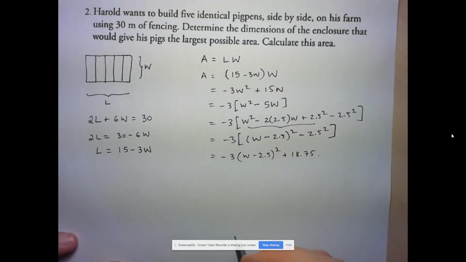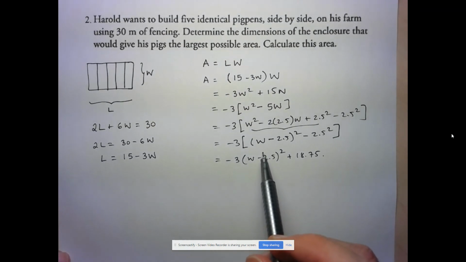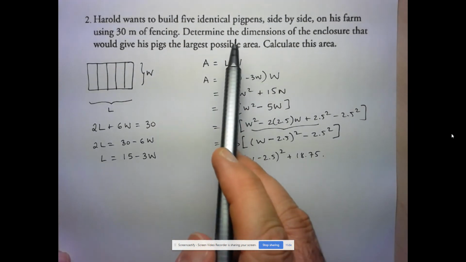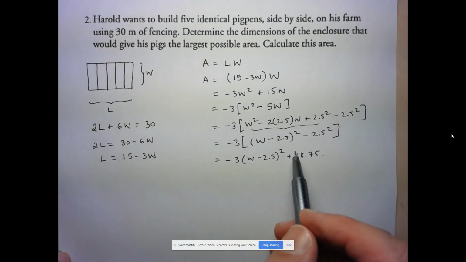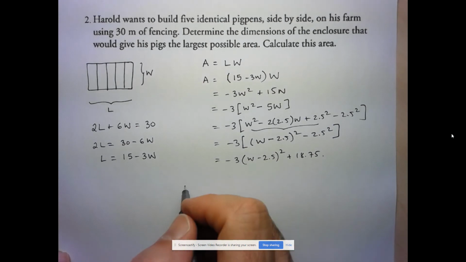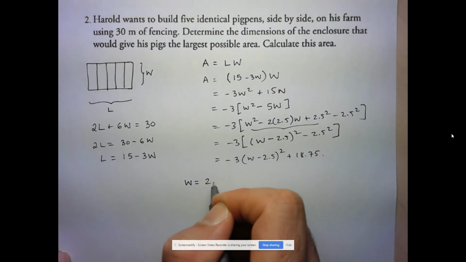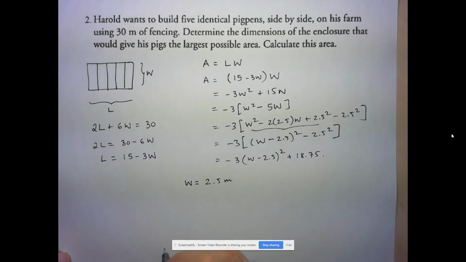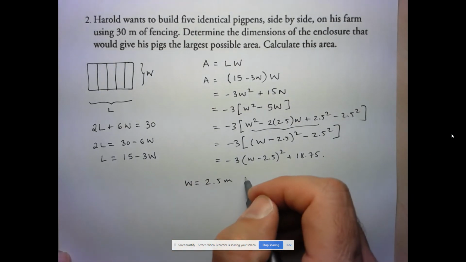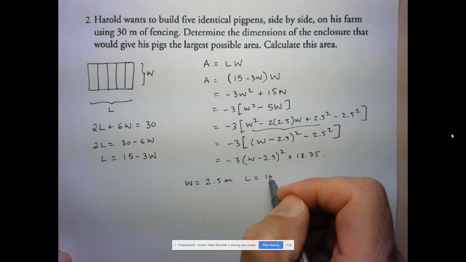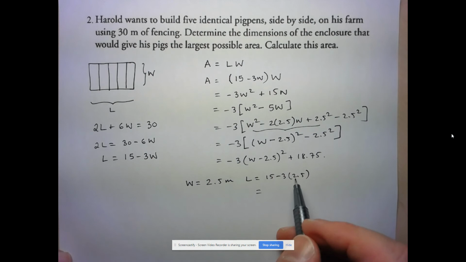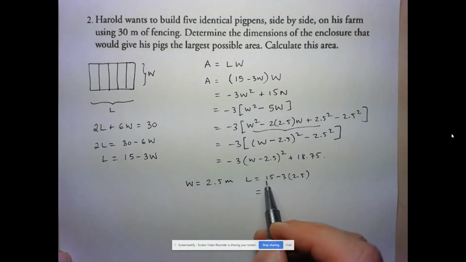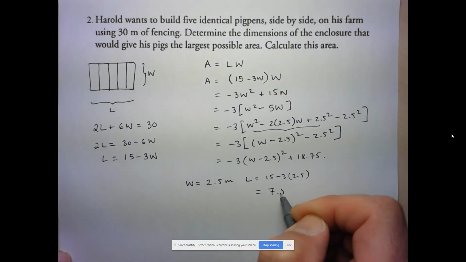Okay, so now that I have it in vertex form, I'm going to see about answering the question that's being asked. So I go back and I see what are they looking for? Well, they're looking for the dimensions. Well, I know that in order to get my maximum area, the width has to be equal to 2.5. So I have the width with 2.5 meters. So now I can just stick that into my equation for L to find the length. So 15 minus 3 times 2.5. So here, 3 times 2.5 is just 7.5. So 15 minus 7.5 is 7.5.